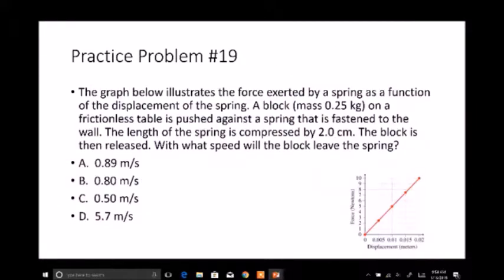All right, so practice problem 19. We've got a graph that illustrates the force exerted by a spring as a function of the displacement of the spring. We take a block of mass 0.25 on a frictionless table. We push it against the spring, which is fastened to the wall, and we compress the spring by 2 centimeters. The block is released. With what speed will the block leave the spring? Here's what we can do. We can use this graph, first of all, to find the spring constant. Because remember, Hooke's law is F equals negative kx. Solve for k.